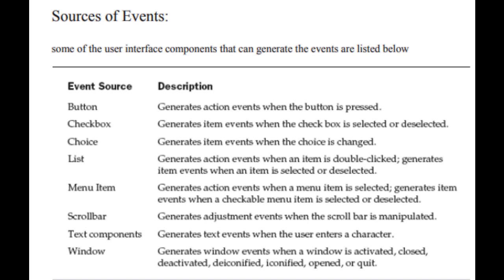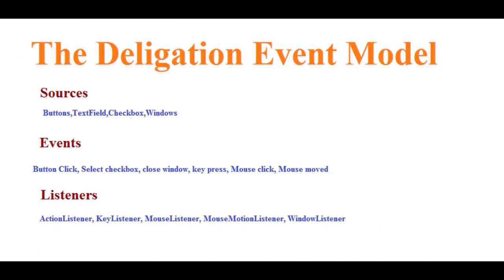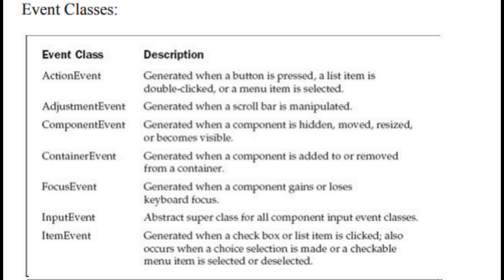When you click a button, the button creates an event. When you resize a window, the window object creates an event. When you use a horizontal or vertical scroll bar, it creates an event. When you click a menu item, it creates an event. An event is an object that describes a state change in a source. A source may generate more than one type of event.